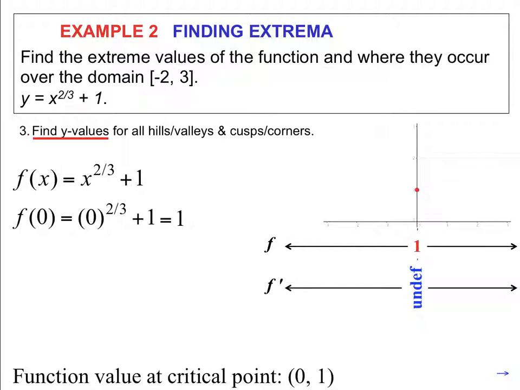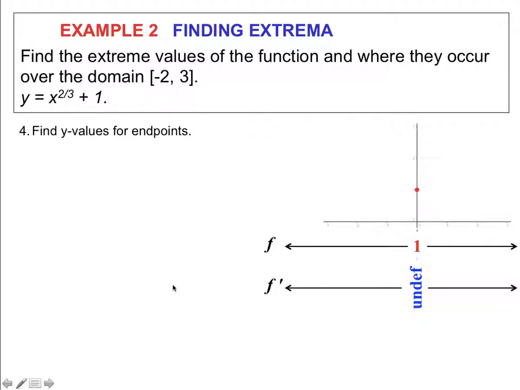So you might be guessing what this looks like now. We're going to get to drawing it in just a second, but we're going to need the endpoints in order to sketch it. So this is a closed domain. We've got one critical point here. We know it's a cusp or a corner because it's where our derivative is undefined. Now we have to look at the endpoints to see if the endpoints are above this or below this.